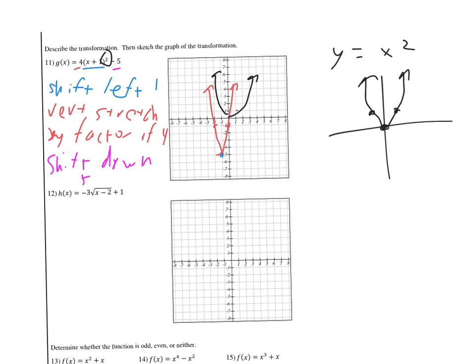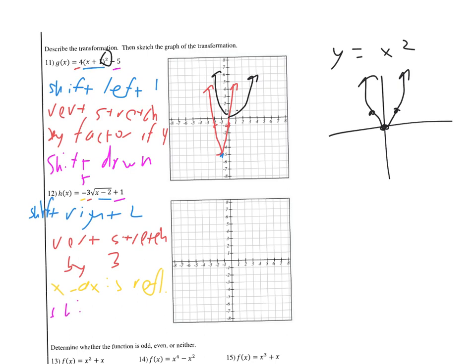So we actually have 4 transformations here. We have a shift right 2, and that's a shift. All right, and then we have the 3 out front, so that's going to be another vertical stretch by a factor of 3. And then we also have a negative out front, so that's going to be an x-axis reflection. And then we have the +1 out back, and so that's going to be a shift up 1.